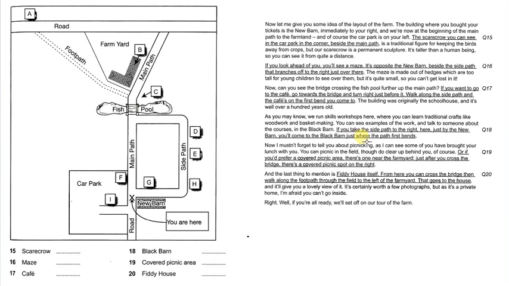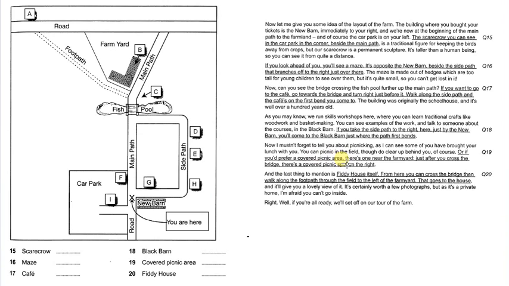Now 18. If you take the side path to the right here, just by the new barn, you'll come to the black barn just where the first path bends. Should be H right there, right? Nothing complicated there, just got to listen closely. So the black barn is H.